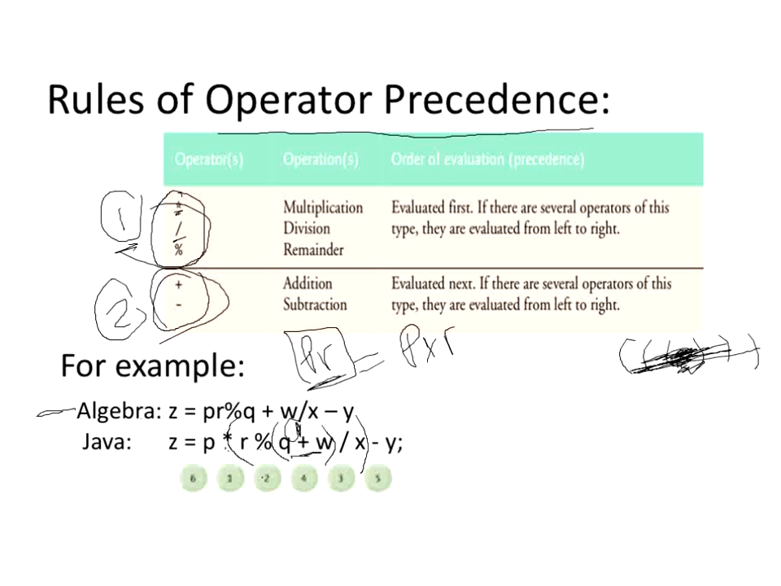After we've done the Q plus W, what do we do next? Yes, we do the mod, because it is of the same precedence as the division. We have modulus and we have division, and they are of the same family. But because the mod has come first on the left, we deal with it first. Then we do the division, then we go back and do the multiplication, and then eventually the subtraction.